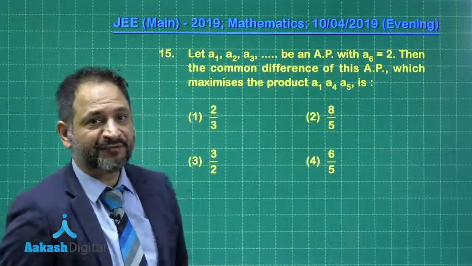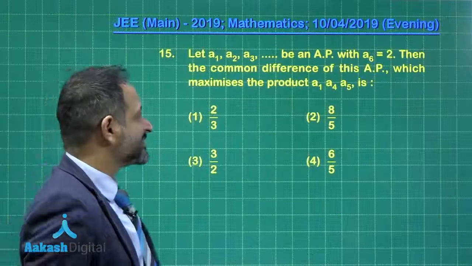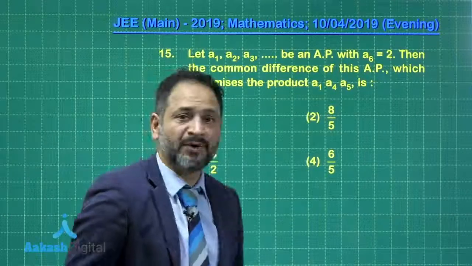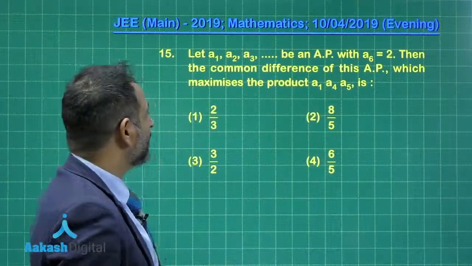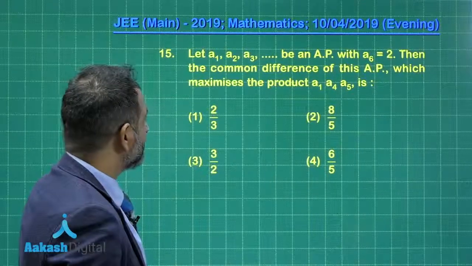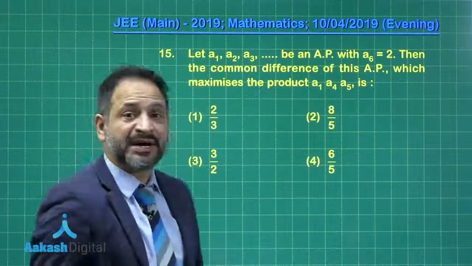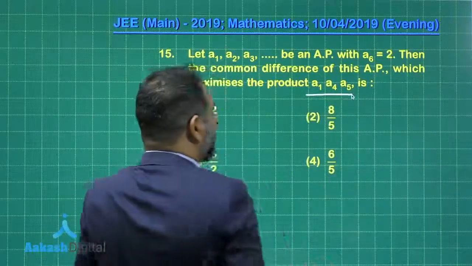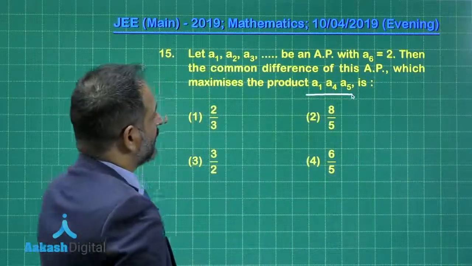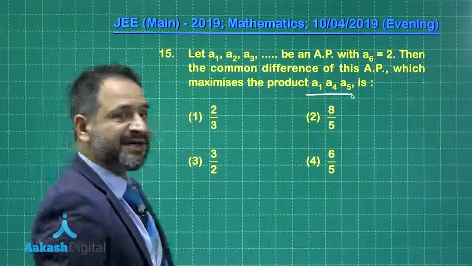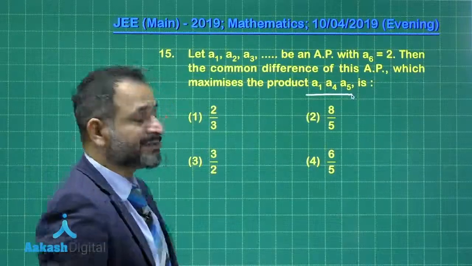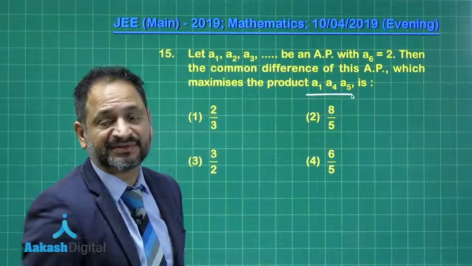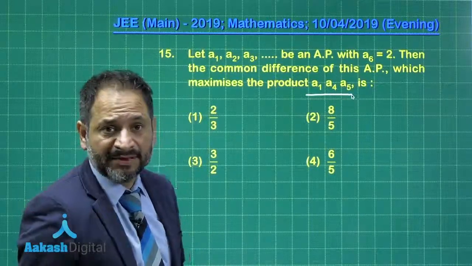Here's a question again from sequence and series. It is given that the sixth term of this AP is 2 and the common difference of this AP we have to find out such that the product of these three terms, that is the first, fourth and fifth term, is maximum. So, we have to maximize this product. So, assuming this function or creating this function in a single variable is important.